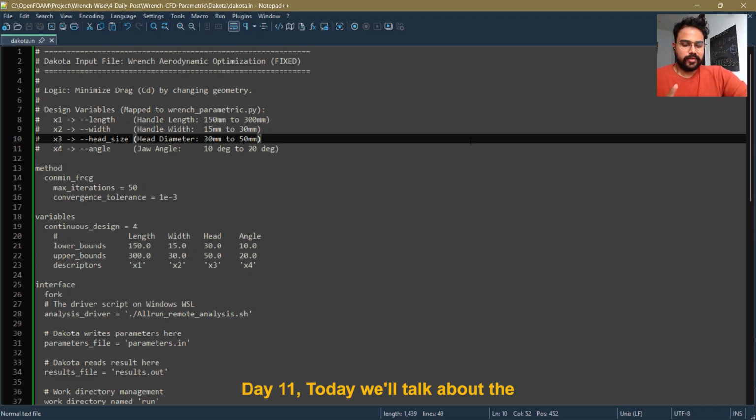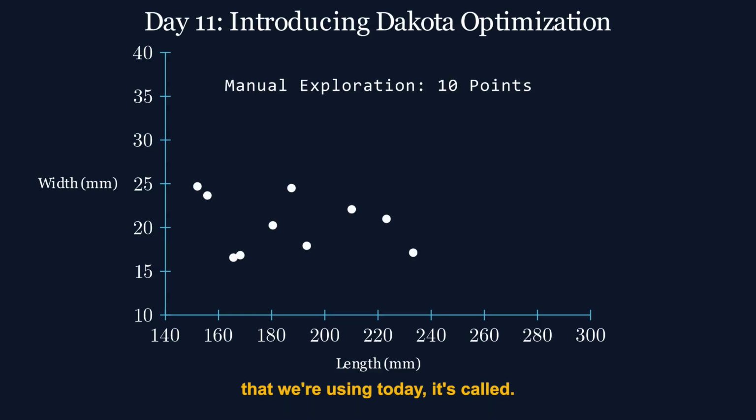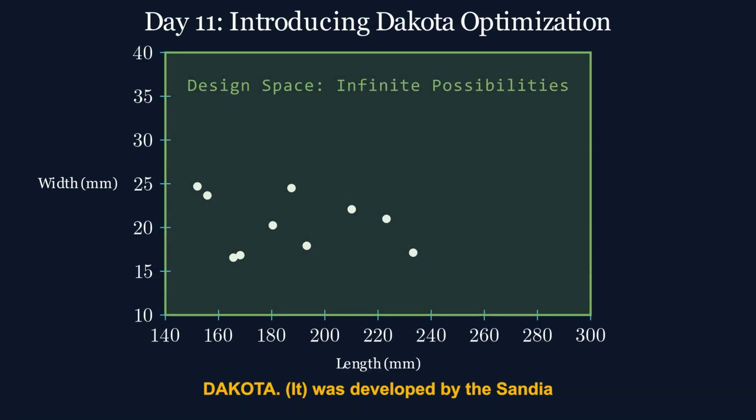Day 11. Today we'll talk about the optimizer. Previously we have run the OpenFOAM CFD analysis. We've got multiple coefficient of drag values, but there are just too many parameters that we need to change in our range. So today we talk about the optimizer itself. The optimizer that we're using today is called Dakota. Dakota was developed by the Sandia Labs.